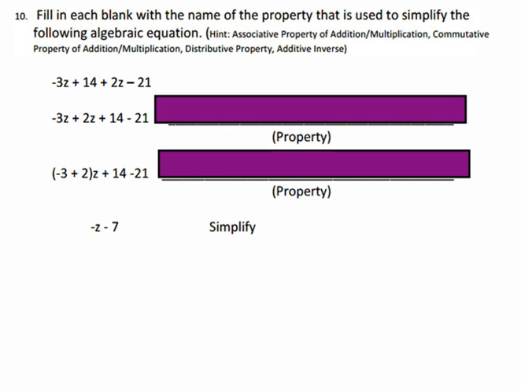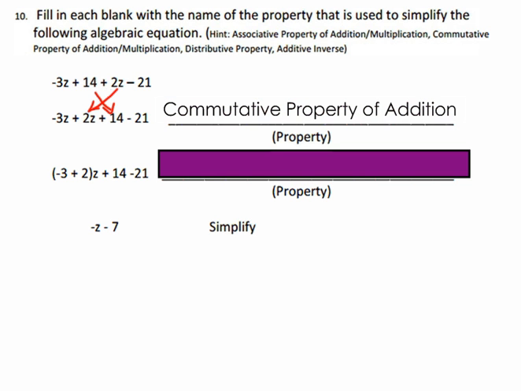On the first step, the only thing that's switching is the order of 14 plus 2z. So when you switch the order, that would be the commutative property, because commute means to move. So that would be the commutative property of addition, since I'm adding and not multiplying.